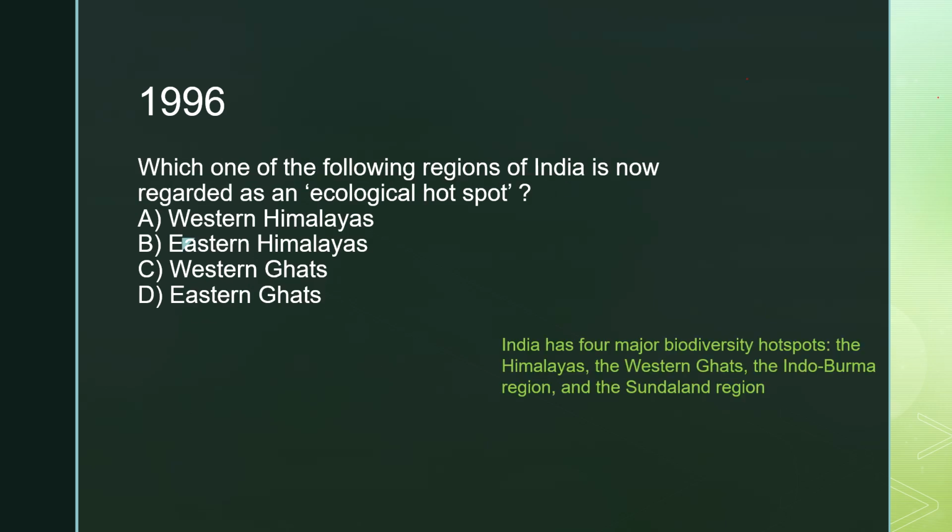Which one of the following is now regarded as an ecological hotspot? At that time, this was easy, but now we need to read about all the four major biodiversity hotspots of India: Himalayas, Western Ghats, Indo-Burma, Sundaland region. Learn about their vegetation type, learn about the important flora and fauna present there, learn about the climatic features, and any unique features or speciality of these areas. And even tribes of these areas are very important. If there is any cultural factor, that is also very important.